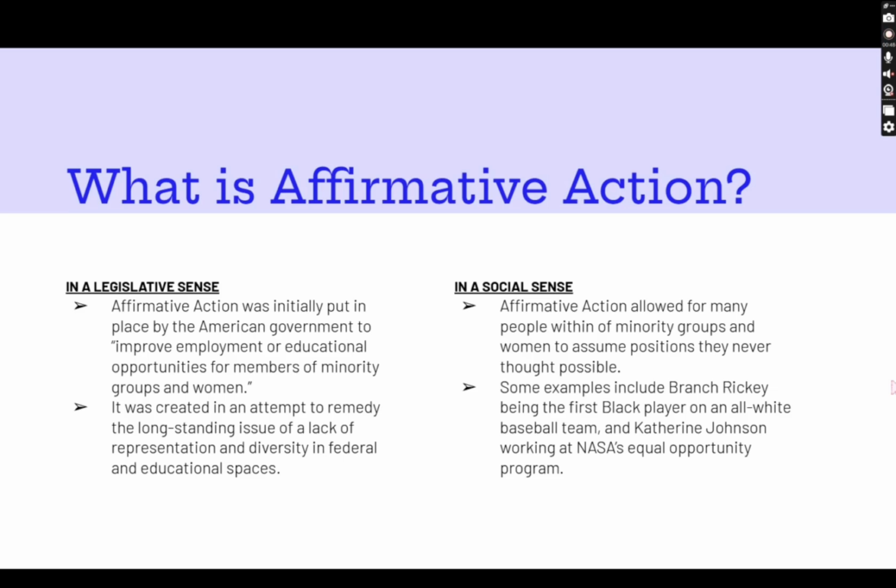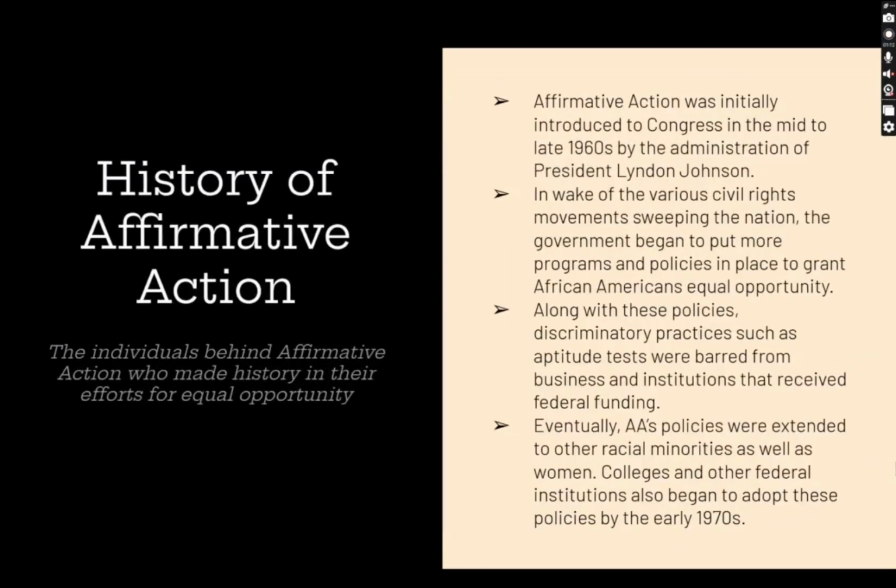On the other hand, affirmative action in a social sense allowed for minorities and women to assume positions and receive opportunities they previously never thought possible. Some examples of influential figures who got to where they are today due to affirmative action include Branch Rickey, making history as the first African-American player on the all-white Brooklyn Dodgers baseball team, as well as Katherine Johnson, who is the frontwoman of NASA's Equal Opportunity Program.